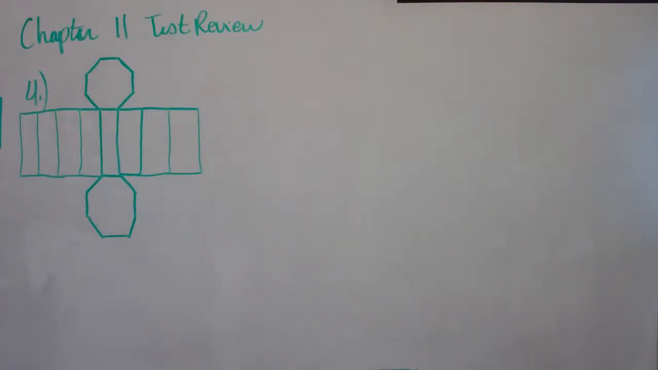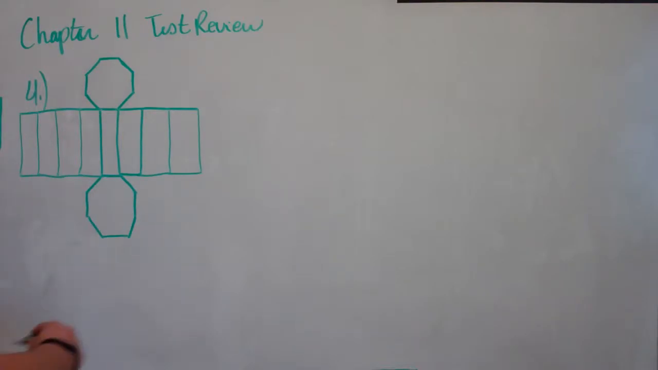All right, here's your Chapter 11 test review. Number 4, I went ahead and pre-drew the net to save time. It says, draw a net for the polyhedron. Now, all these are on part A until I tell you we're moving to part B. All right, so it says, draw a net for the polyhedron. Well, there's the net for the polyhedron.